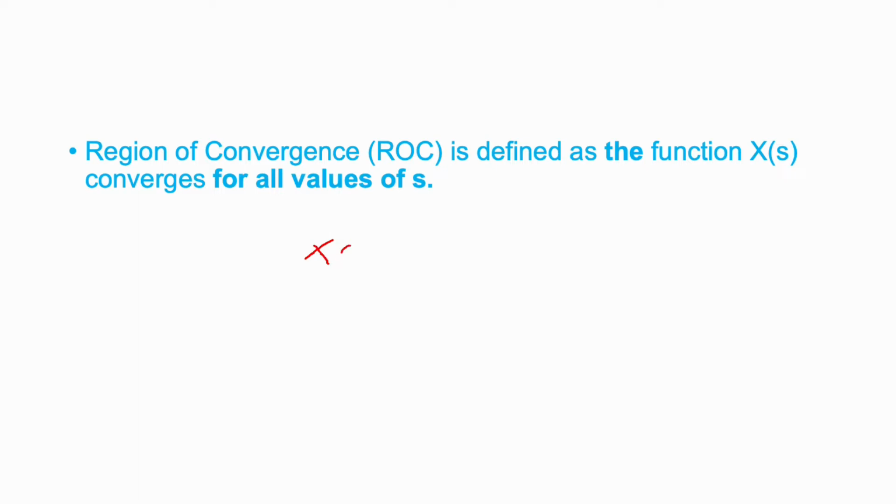X(s), the Laplace transform of any signal. So, if you take, for example, s plus 1, if you take all the values of s, any value, s equal to 0, 1, 2, 3, all the values, that is the real part of the value, this X(s) must be a finite value. Converges means finite value. So this is nothing but region of convergence.